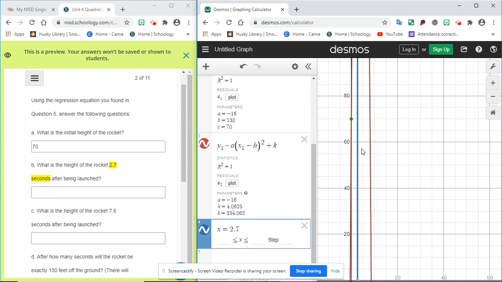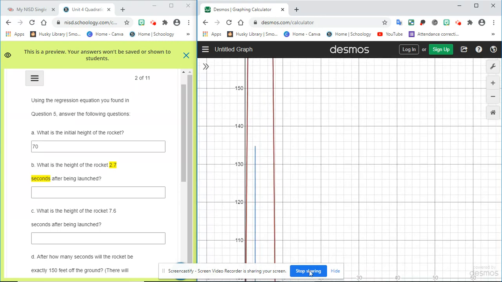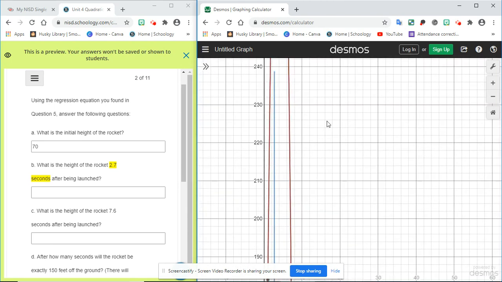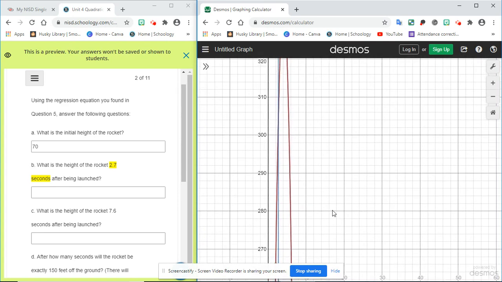And wherever this new line that popped up, this blue line, crosses the graph, that's how I know where my answer is going to be. After almost 3 seconds, the rocket is going to be somewhere up there. So let's move up a little bit. Let's move the parabola. All I have to do is drag this so I can get closer to where I can see it. See how it's about to cross it? It's going to cross it somewhere in there.